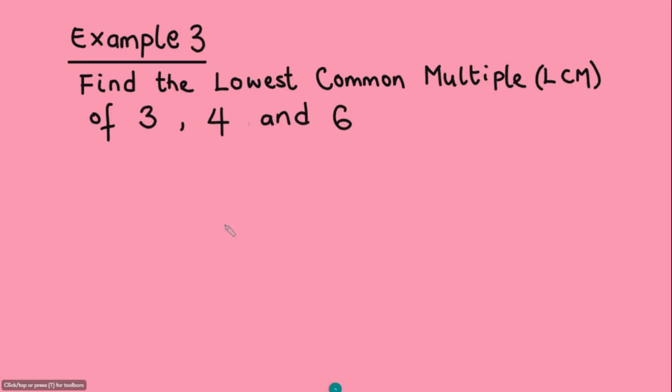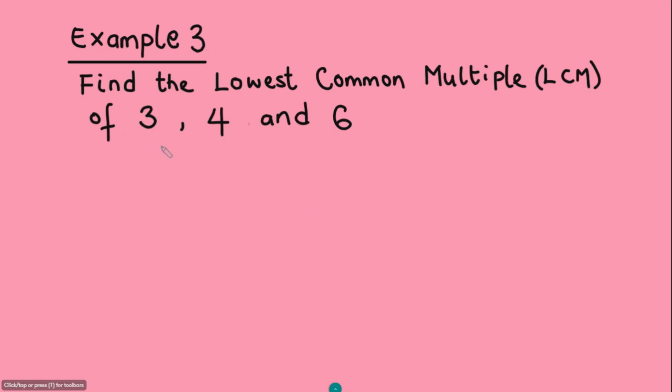In our previous first 2 examples, we were asked to find the lowest common multiple of 2 numbers, but in this case we have more than 2 numbers. Actually, we have 3 numbers, and so we need to find the lowest common multiple of those 3 numbers. The steps are just the same. You first of all list the multiples of 3, 4 and 6, and then collect the multiples that are common, which are the least.